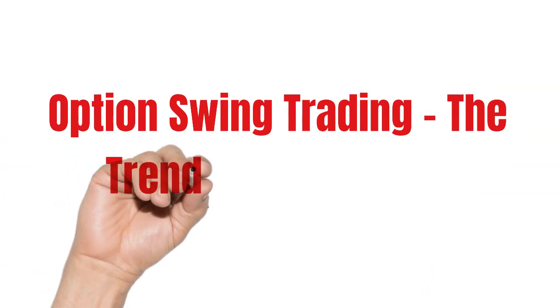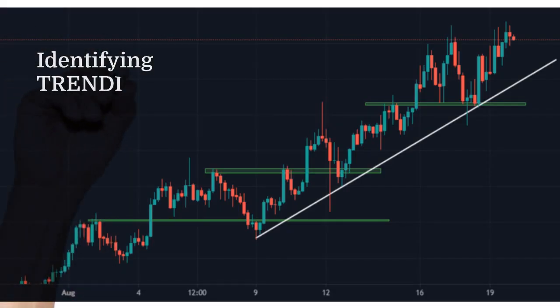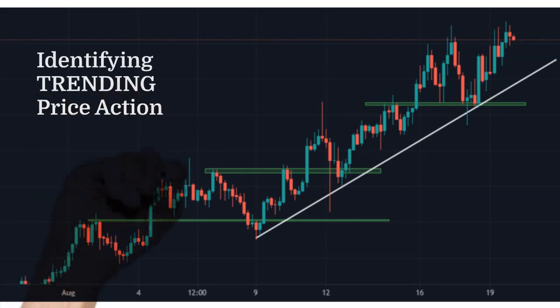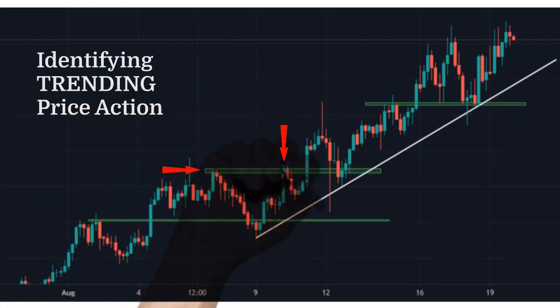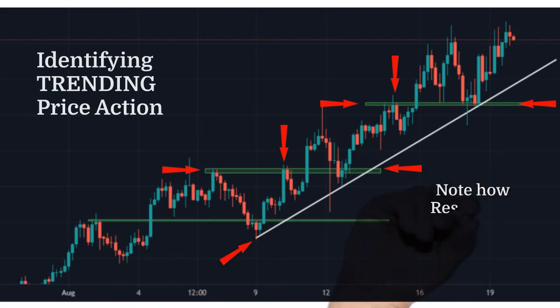Option swing trading. The trend is your friend. The second way to swing trade options is to identify trending price action using higher highs and higher lows in a bullish trend, or the opposite if the trend is bearish. The trader waits patiently for a pullback against the trend, at which point an entry level is planned. Drawing trend lines under the lows, if the trend is bullish, or over the highs, if the trend is bearish, can help identify potential entry points.